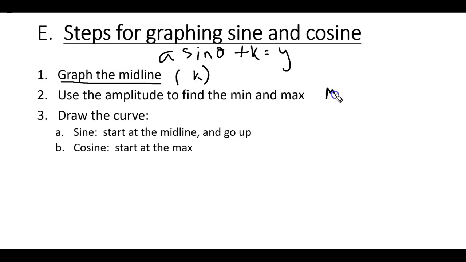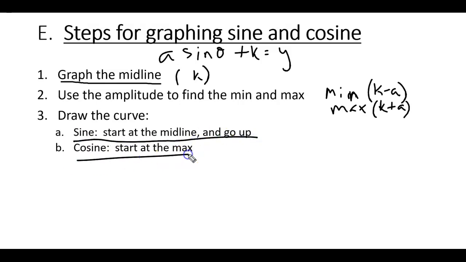Then we're going to use the amplitude, which is A, to find the min and the max. The minimum is your amplitude, I guess I'll just put A, plus your midline. Actually, that's your max. Let me back up a little bit. Your minimum is the midline minus the amplitude, and your maximum is your midline plus the amplitude. And then we're ready to draw our curve. Just remember that sine starts at the midline and goes up, and cosine starts at the maximum, and after that, there's only one way to go, it's down.